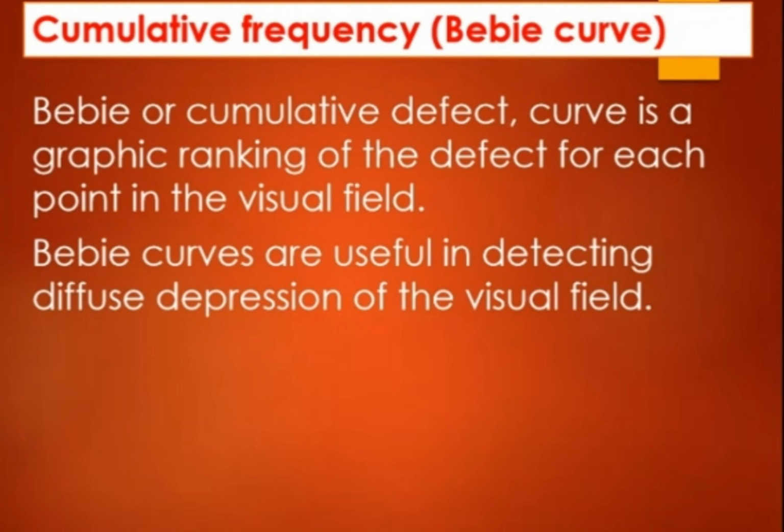Then the Bebie curve, or the defect curve, is a curve that shows us the graphic ranking of the defects for each point in the visual field. The Bebie curves are actually useful in detecting diffuse depression of the visual field. I showed us the Bebie curve earlier. The Bebie curve has a shaded portion, and within the shaded portion, a thick line runs through it. If the thick line runs parallel to the lines in the Bebie curve and it is still within the shaded portion, the field is seen as normal.